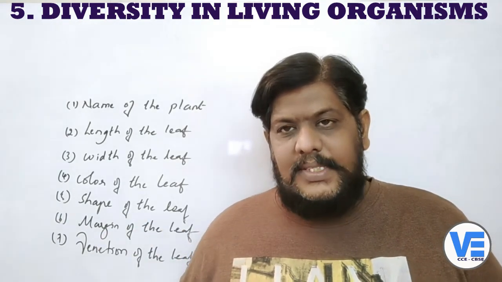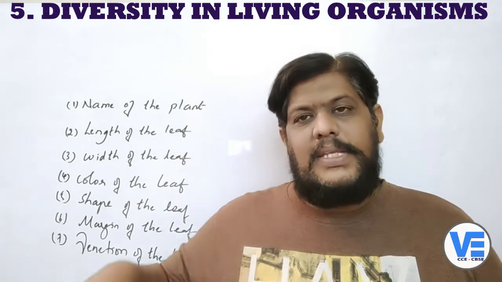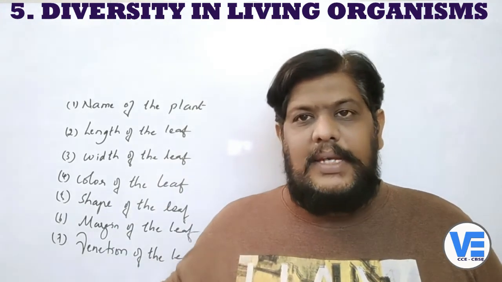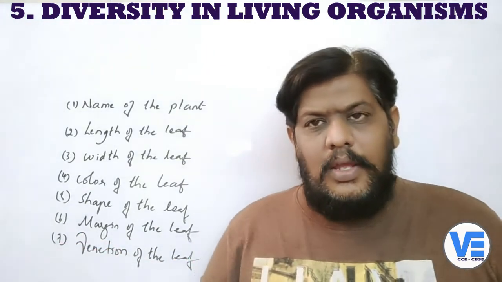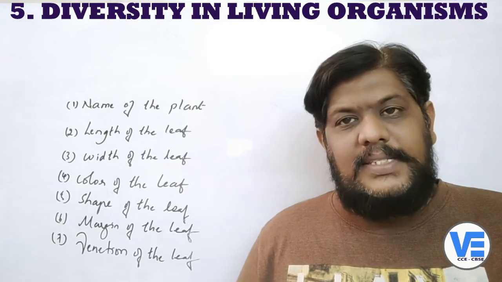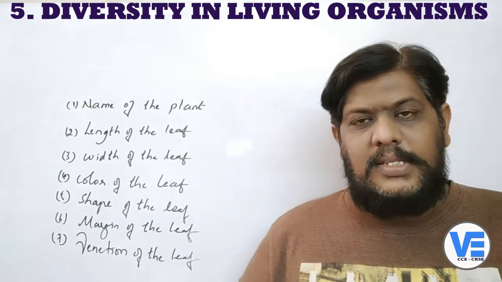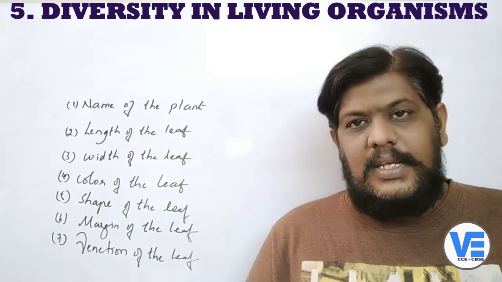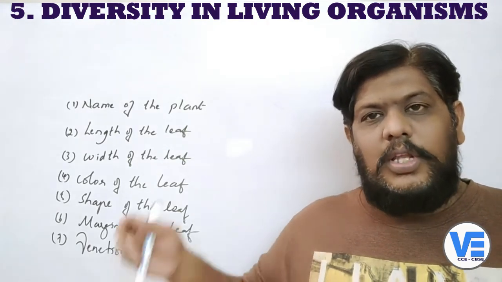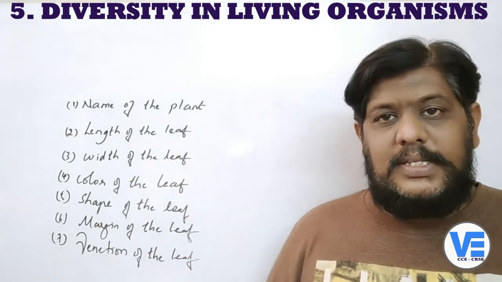Are all the leaves similar in size and shape? Based on all these things, make a small table and write them down. Based on those facts, you can see the variety or diversity in plants. If you check the leaves of the plants in our surroundings, you can see the diversity in those leaves. What are the points you have to check in the leaves? That is what we are going to discuss now.